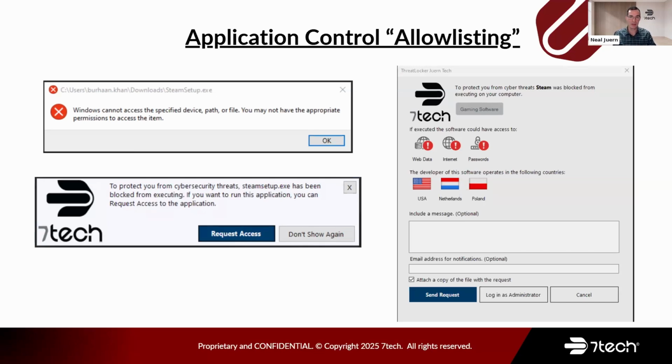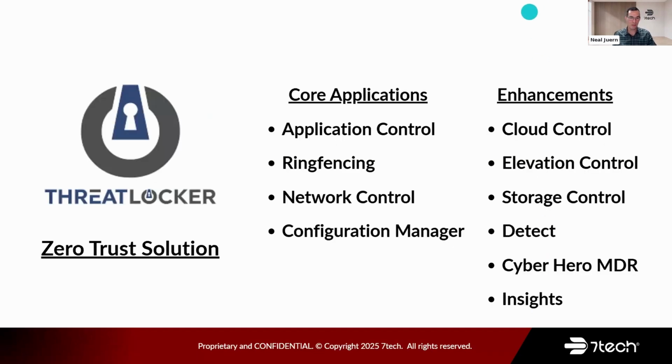You're doing this on the front end because you're creating a baseline of what is good, and that allows you to prevent everything else. So, DeShawn, if you wouldn't mind, talk a little bit about, I know these are kind of the core applications that are included with ThreatLocker, and then these are some of the enhancements, just basically what these are, any insights you have about other parts of the ThreatLocker solution.